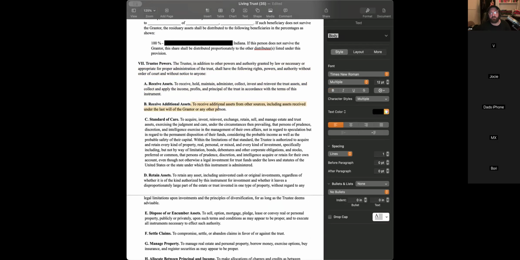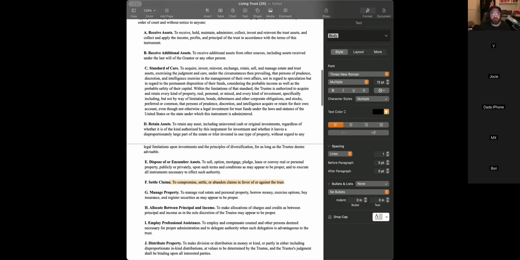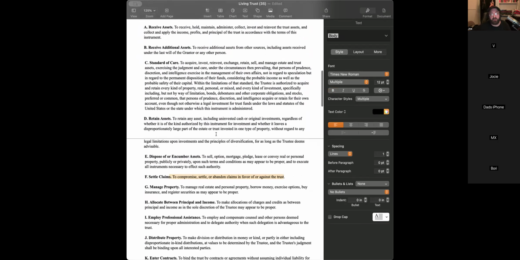So what we said we were going to do in his scenario is put a trust there as a placeholder for a future beneficiary, because he wants to have kids, but he's not ready to have kids yet. All right. Retaining assets, dispose or encumber assets, settle claims that are against the trust. And their business might actually get lawsuits. Probably nothing major, just stupid little things, right? Manage real estate, personal property, borrow money, right?